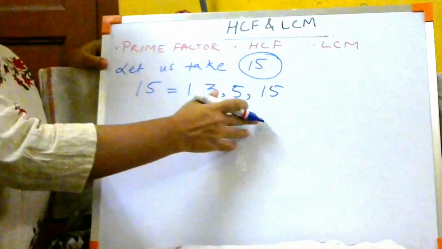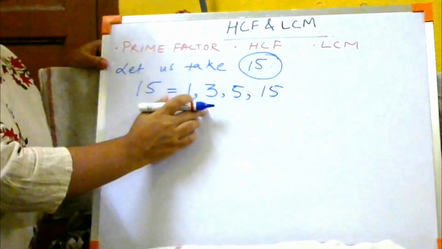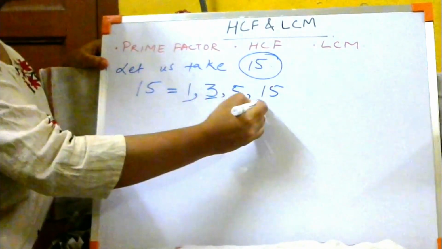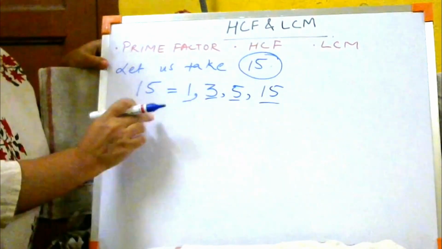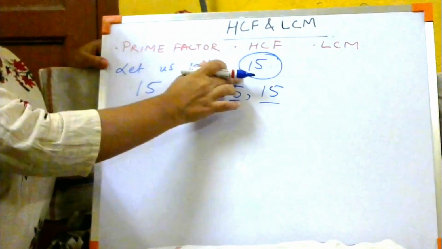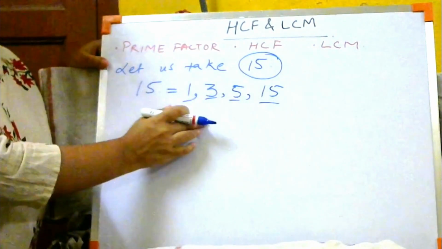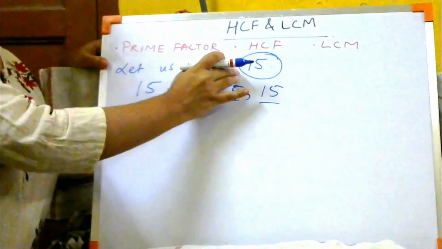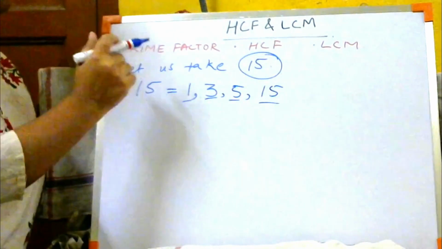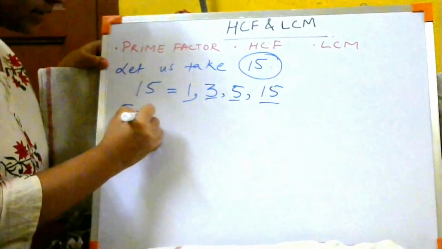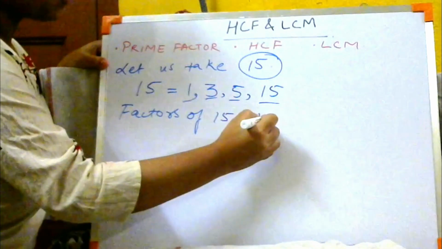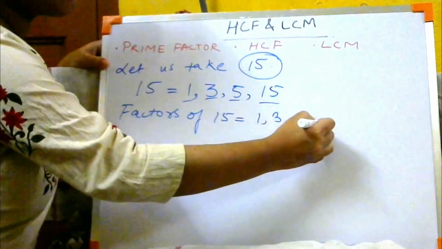15 1s are 15. So 1 15s are 15, 3 5s are 15, 5 3s are 15, 15 1s are 15. So these are all factors of 15. Factors means which are the numbers which can be multiplied with, which can divide 15. Clear? Those are known as the factors of 15. So now these are factors. So we can write that factors of 15 is equal to 1, 3, 5 and 15.